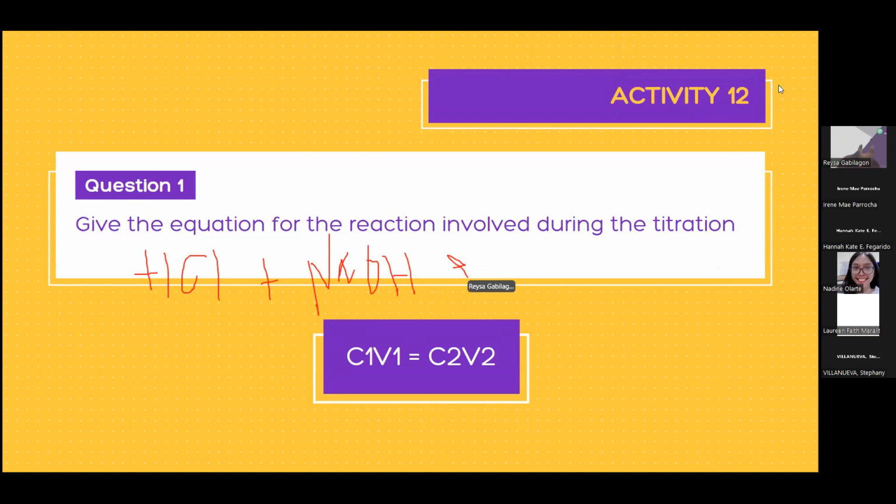Okay, so this will become NaCl plus HOH. So that's water. And this one is already balanced. 1, 2, 3, yeah, balanced. So this should be the answer for question number 1, the equation for the reaction involved during the titration. This is the formula we will use for the problem solving. Okay?